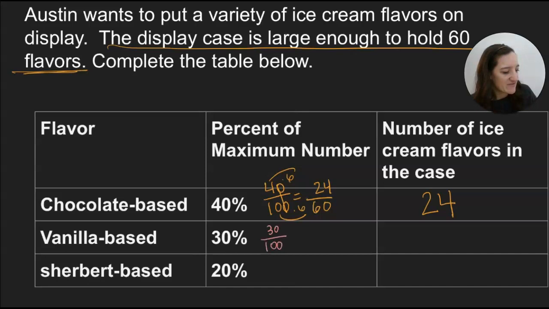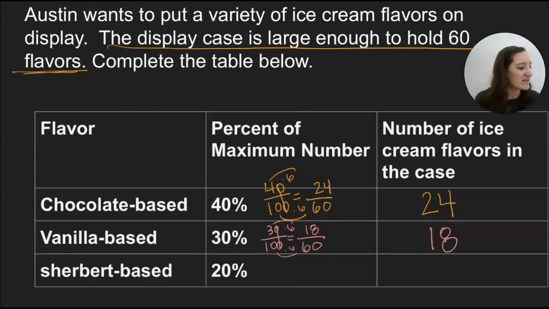Vanilla, 30% are vanilla. There's still a total of 60 flavors. And we're going to, shocker, times this by 6 again to get 18 that are vanilla. And so let's find out how many are sherbet. It will be times 6 times 6, that will be 12. Okay, so that's how many flavors are chocolate and vanilla and sherbet.